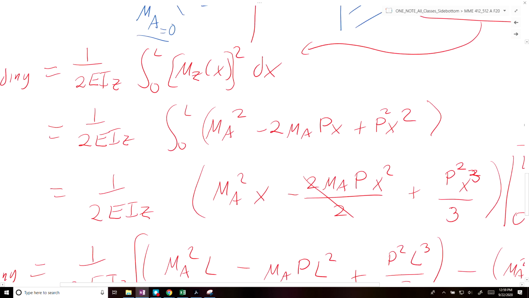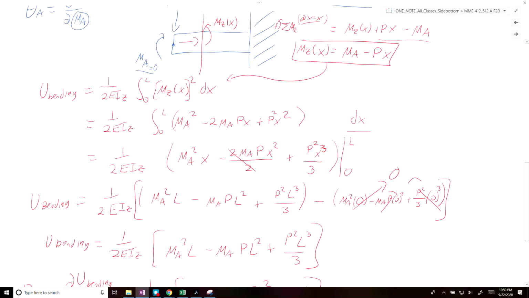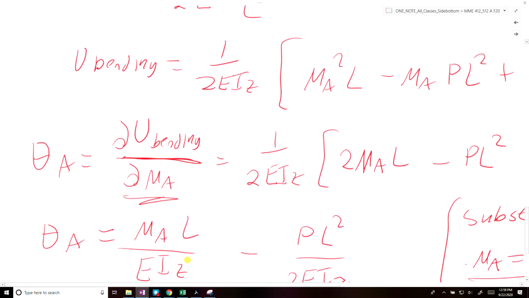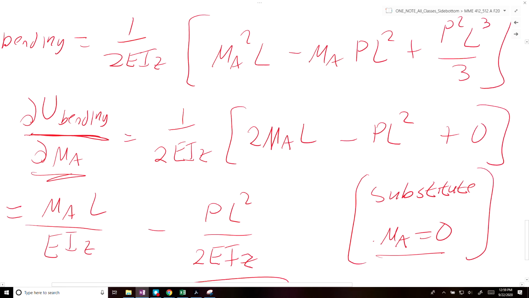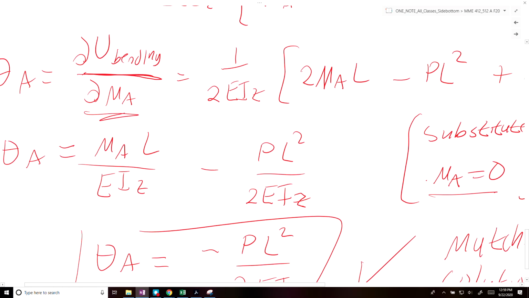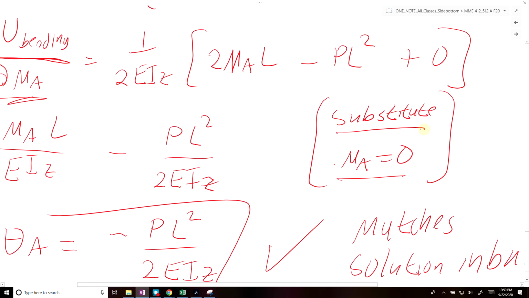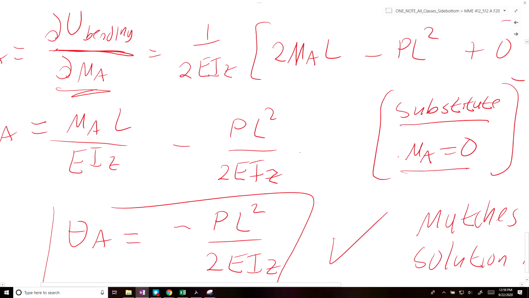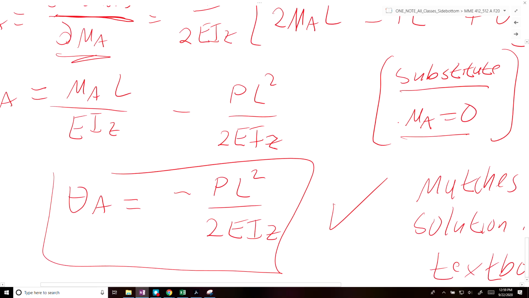Once we found our total strain energy due to bending, we then took the derivative with respect to that dummy moment, ma, and once we got those terms all sorted out, we then substituted in that ma would be equal to 0, ma gets canceled, and we end up with just our minus P L squared over 2 e I z, which again matched the solution in the back of the textbook. So this is how you can use Castigliano's method to determine either the moment at a point, or the slope at a point, or the displacement at a point for beam problems.